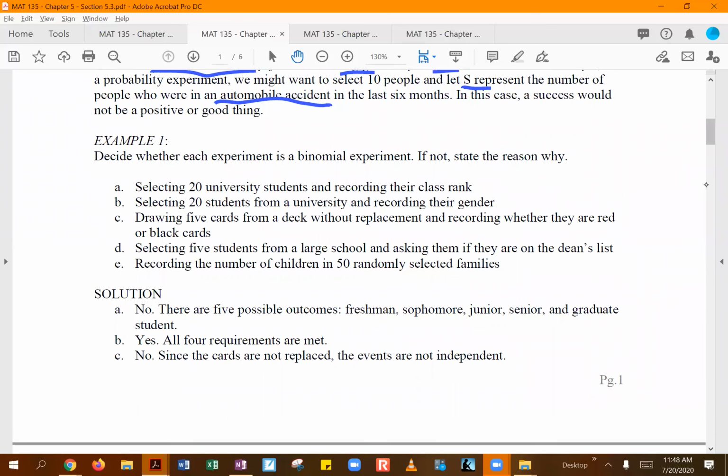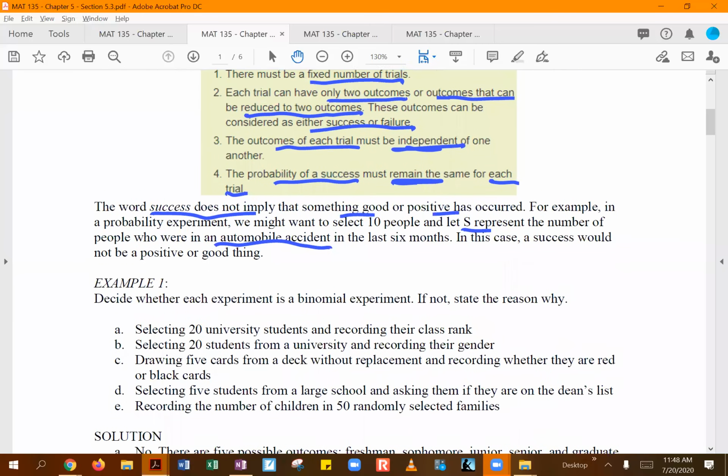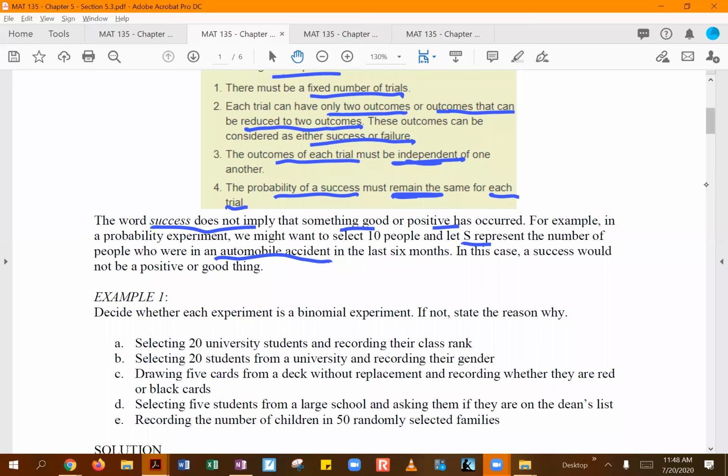So here in example 1, decide whether each experiment is a binomial experiment. If it's not, give a reason why. Selecting 20 university students and recording their class rank. One of the more important things is, are you able to break this down into only 2 outcomes? Is that even a possibility? What do we mean by class rank? Because if you don't understand that terminology, then the question might not make sense.